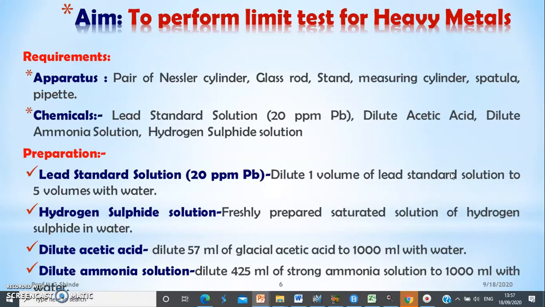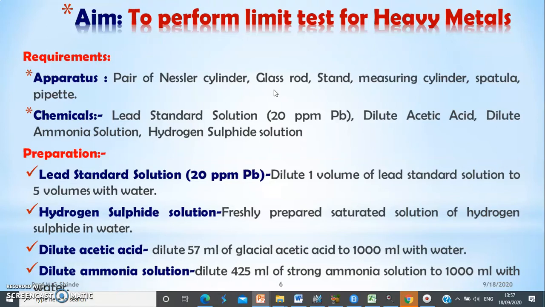Now our today's practical aim, very first of all we have to write down the aim, that is to perform the limit test for heavy metals. For performing the limit test for heavy metals we require the following requirements. First of all, apparatus: a pair of Nessler cylinders, glass rod, stand, measuring cylinder, spatula, and pipettes of 10 ml and 25 ml.